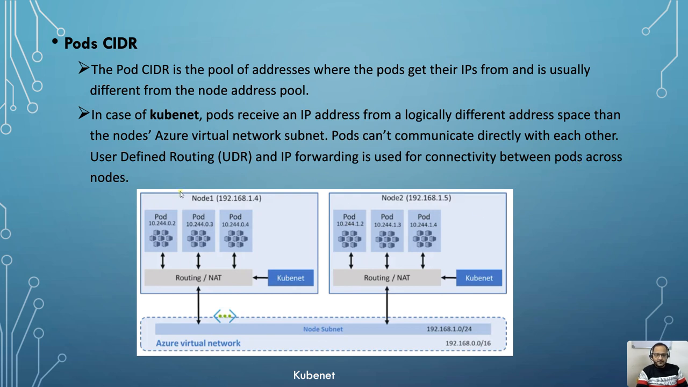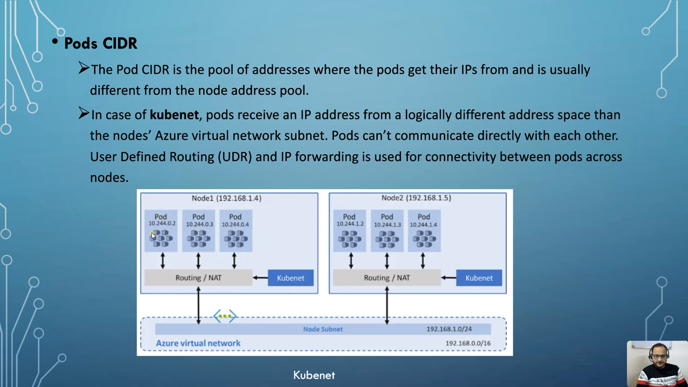So let's understand with the help of this particular example. Suppose we have this virtual network, 192.168.0.0/16, and under this virtual network we have a subnet called node subnet, and the node subnet IP address is 192.168.1.0/24. Now this is node 1 and this is node 2. The IP address of node 1 is 192.168.1.4. So this IP address is coming from the node subnet.